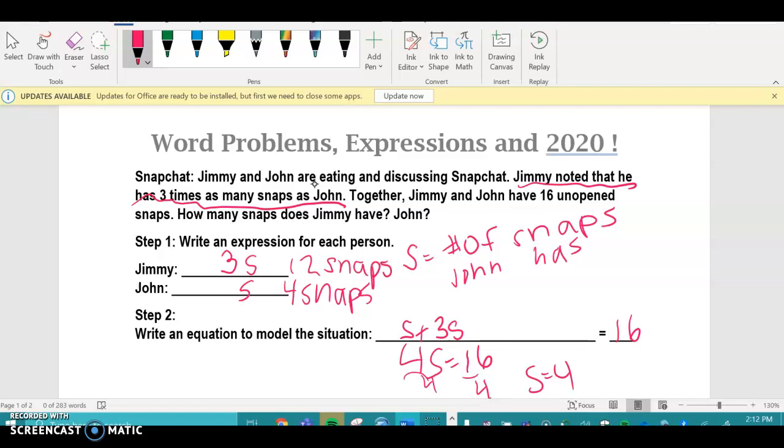So I always ask myself, what am I comparing this situation to? And I'm comparing Jimmy to John's snaps. So John is just S and Jimmy is 3S.